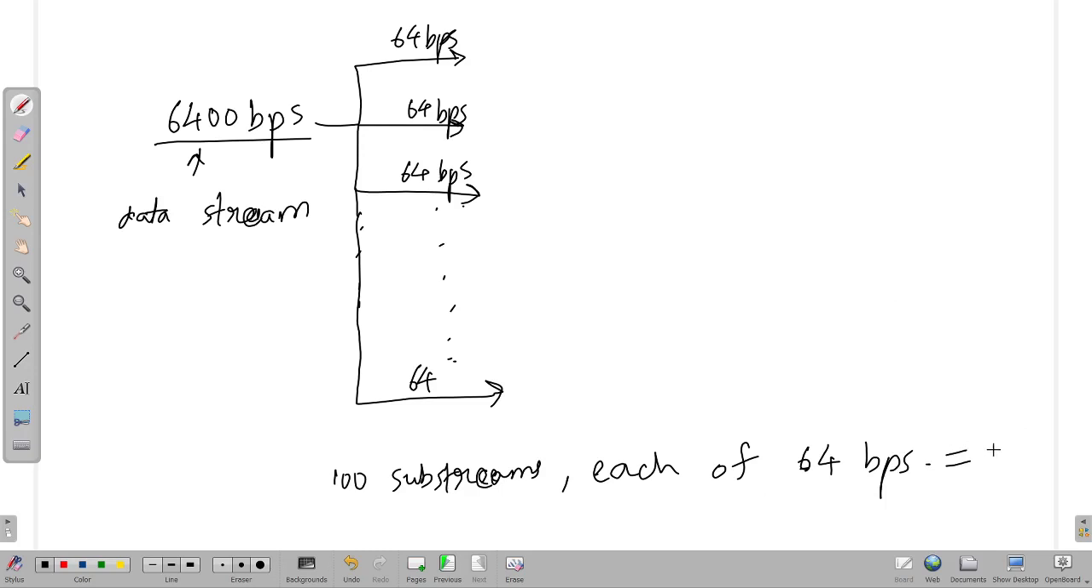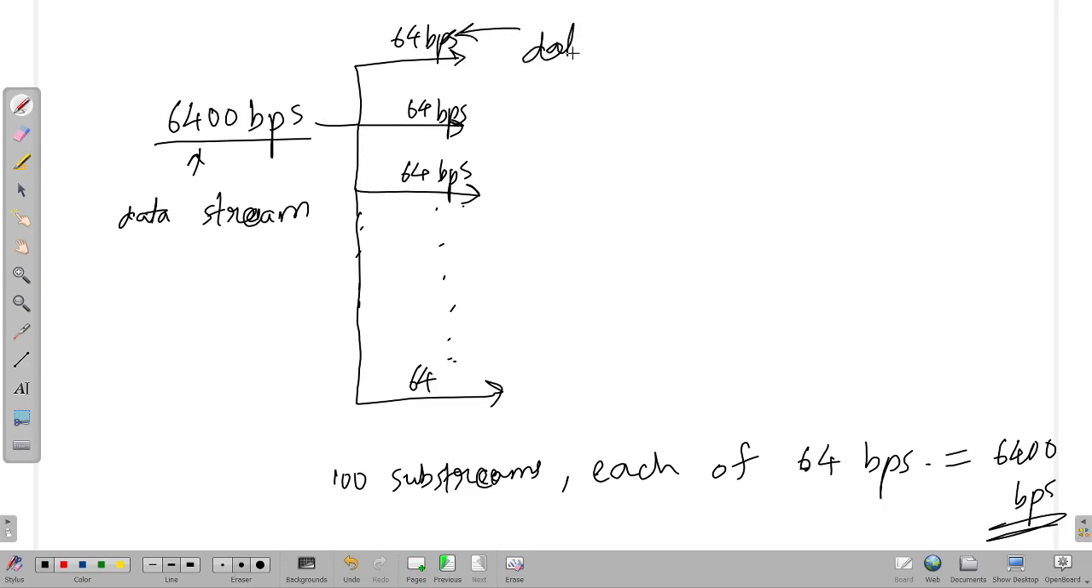In total, the total data rate remains the same. It is 6400 bits per second. That remains the same. But the data stream is divided into a number of substreams, and the data rate on individual substreams is less than the data rate of the main data stream, right?